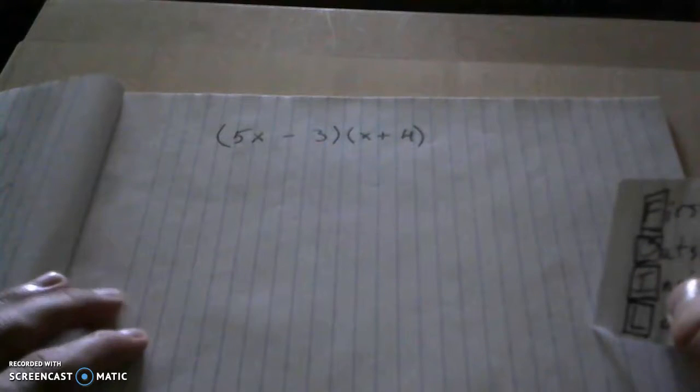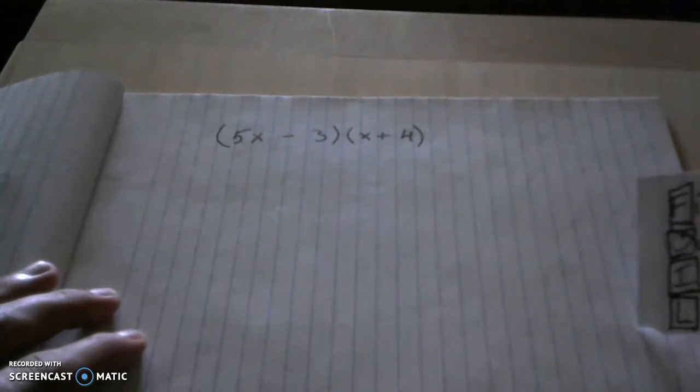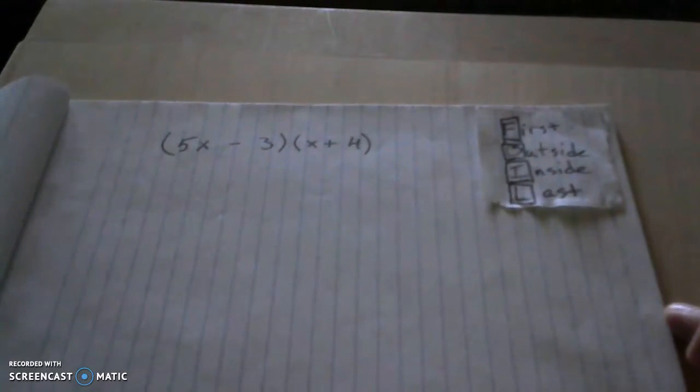I have written here 5x minus 3 in parentheses times x plus 4 in parentheses. So again, we'll just add that out there to help us think about this here. And I'll just give you a couple seconds to think about what to do first.